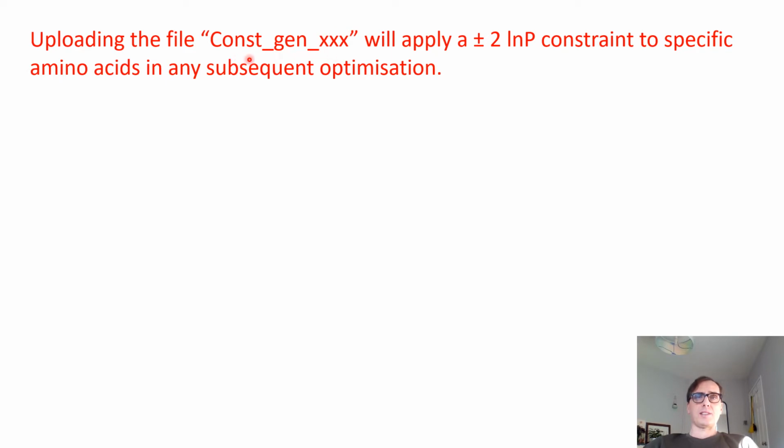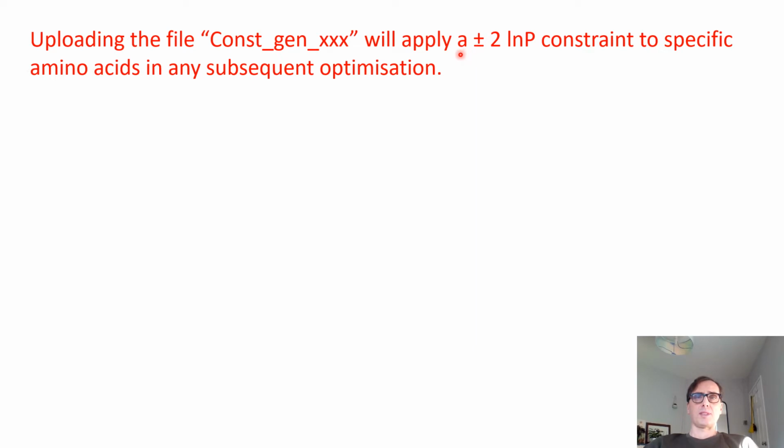And if this text file is uploaded, then it will apply a constraint of plus or minus LNP, which is the natural log of the protection factor, to specific amino acids for any subsequent optimization. And you can't specify the tolerance of the constraint, nor is it possible to specify which amino acids will be constrained.